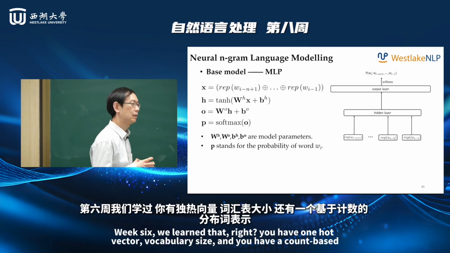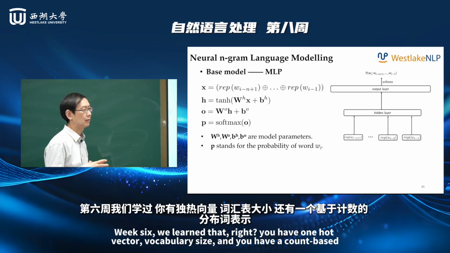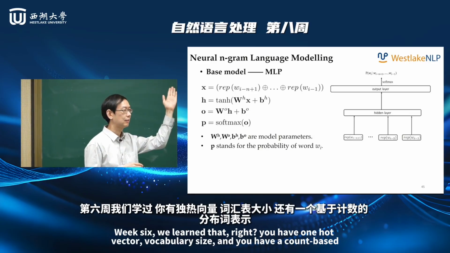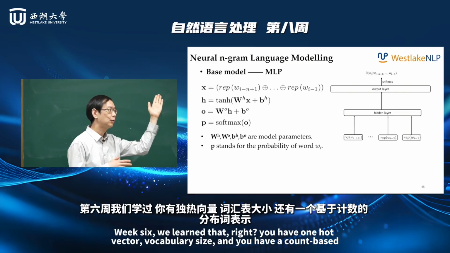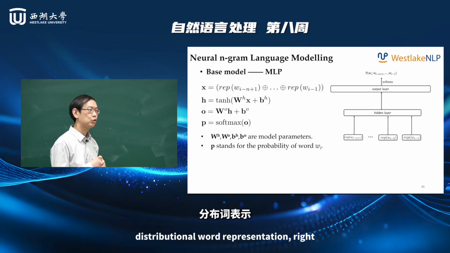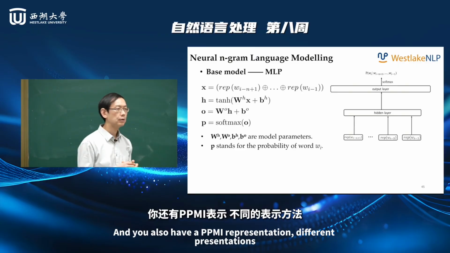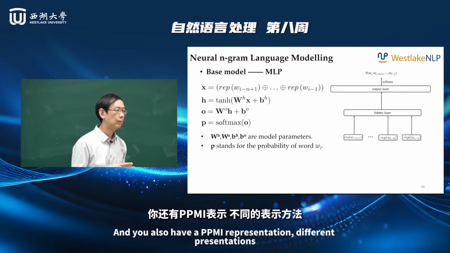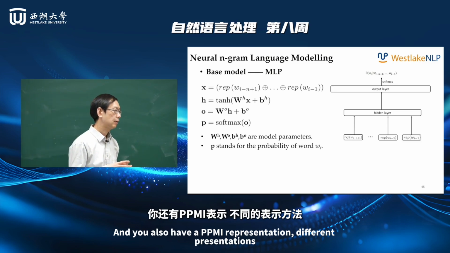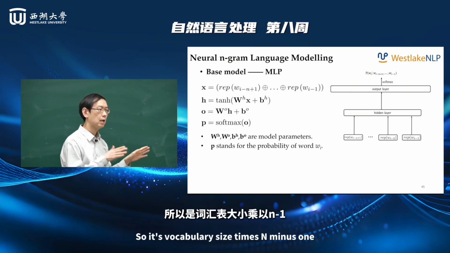In week 6, we learned that. You have a one-hot vector of vocabulary size, and you have a count-based distributional word representation. And you also have a PPMI representation, different representations. So you have n-1 words, so it's a vocabulary size times n-1.